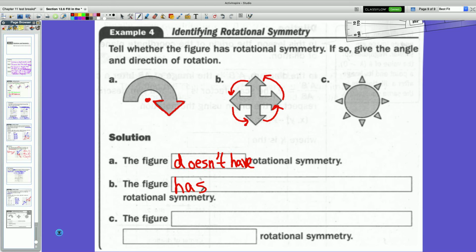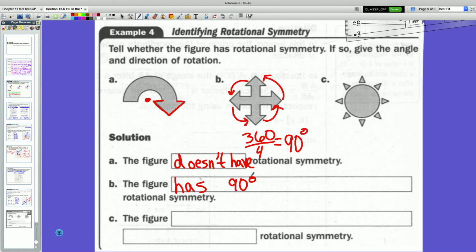So then the question becomes, how do I figure out what the degree is? Well, do you see how I could do that 4 times before I got back to where I started? Well, the full circle would be 360. And since I could spin that 4 times, right, like a cogwheel, 4 times, I'm going to divide by 4, which would give me 90 degrees, okay? So it has 90-degree rotational symmetry.